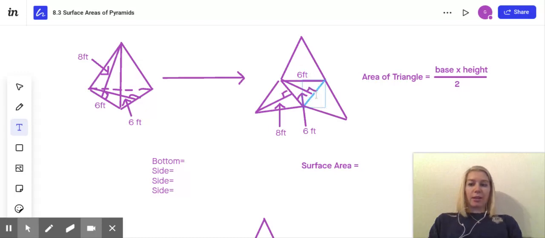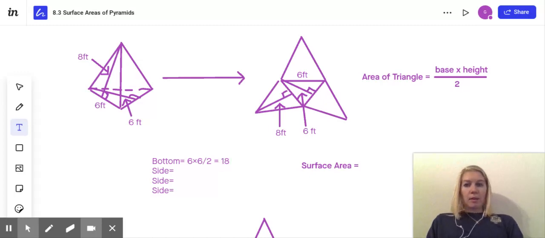So that means that the bottom base is 6 feet times, and the height, this line in the middle, and I know this is the height because it has that right angle, is also 6 feet. So 6 times 6, and then we're going to divide that by 2. Okay, I'm just going to use that slash as my division. And remember, if we think about our order of operations, if we have multiplication and division, we just work left to right. So we're going to do 6 times 6, which I know is 36, and then 36 divided by 2 is 18.